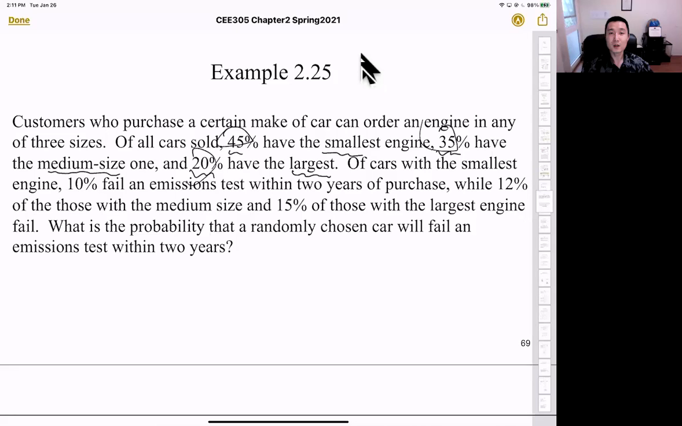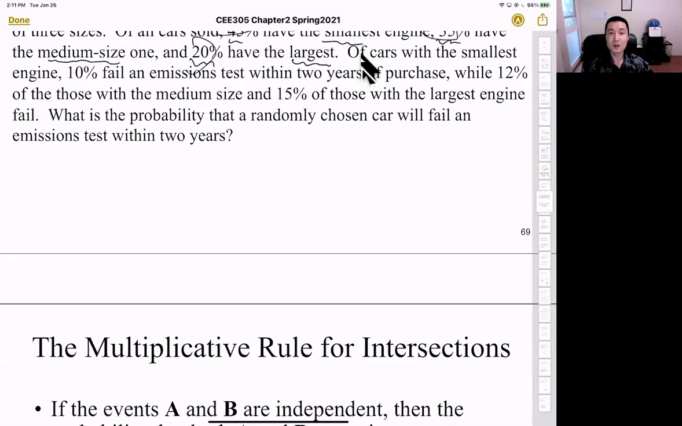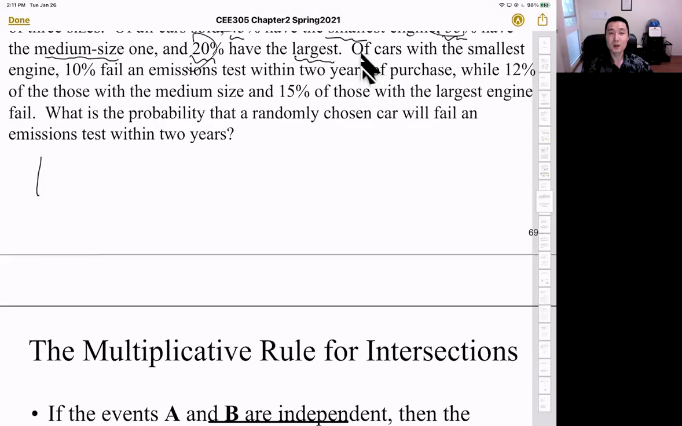Again, engine sizes are exhaustive and exclusive events. Of cars with the smallest engine, 10% fail emission tests within 2 years. 12% with medium engine size, and 15% of those with the largest engine size fail within 2 years. The question is asking: what is the probability that a randomly chosen car will fail emission tests within 2 years? So we're going to use the equation for total probability. Let's draw a Venn diagram.